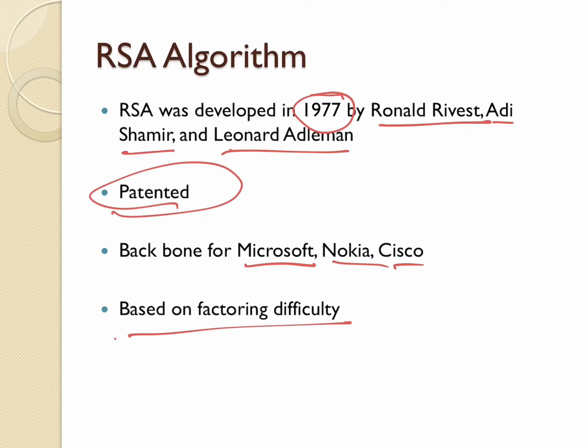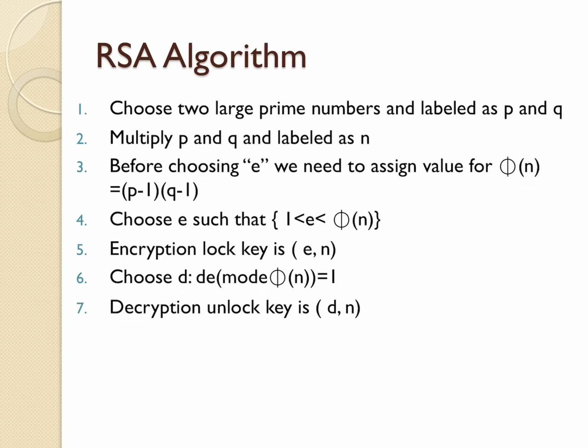Okay, because of time constraint, let's go fast. So for the RSA algorithm, we have 7 steps in order to encrypt the data. The first step is to choose two large prime numbers labeled as P and Q, and then multiply P and Q, which we can label as N.